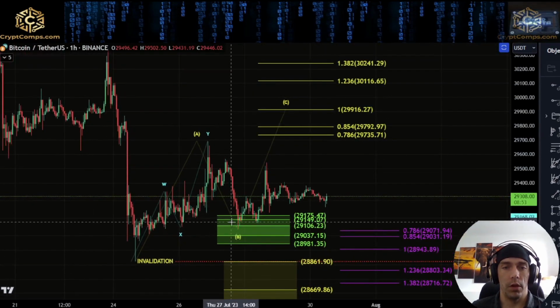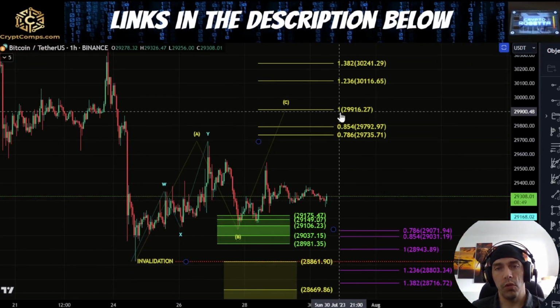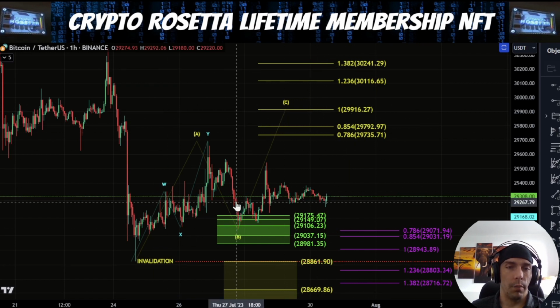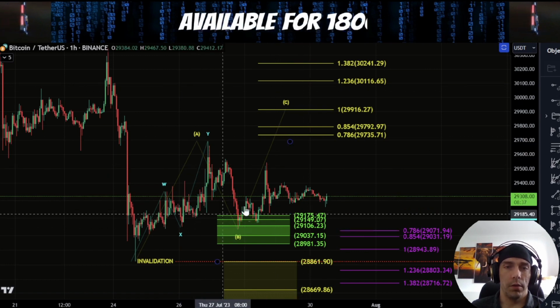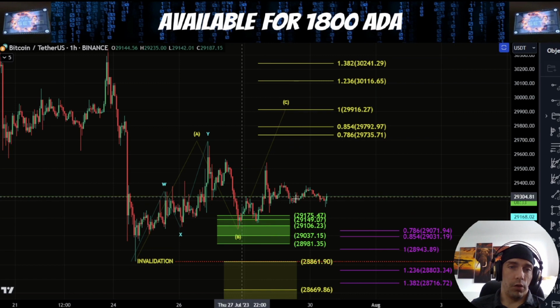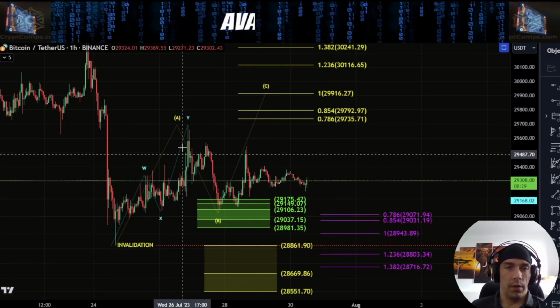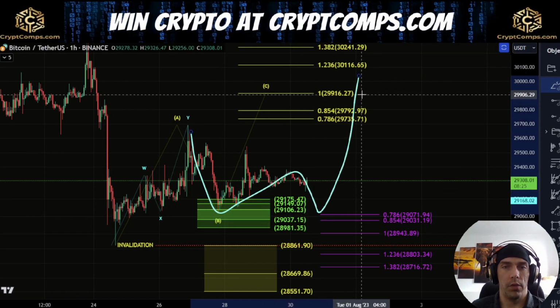1-to-1 is the target as we would be looking at it currently with the current structure, which would be here towards this 29,916 level. And then we'd be looking for this to develop as either 3 waves as a WXY, or alternatively as 5 waves as a C wave. Currently, the structure is not good for a 5-wave move, so we'll have to see whether we actually get this move come back down here one more time, and then we see 5 waves to the upside.